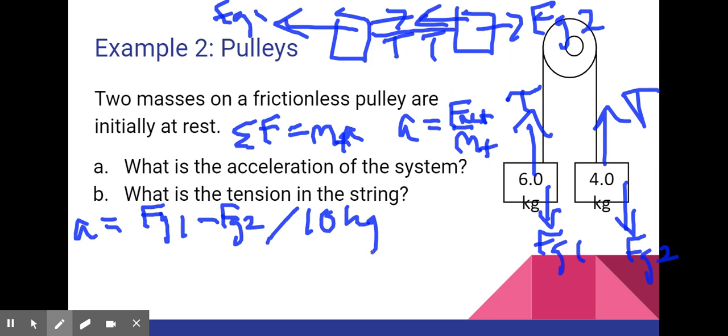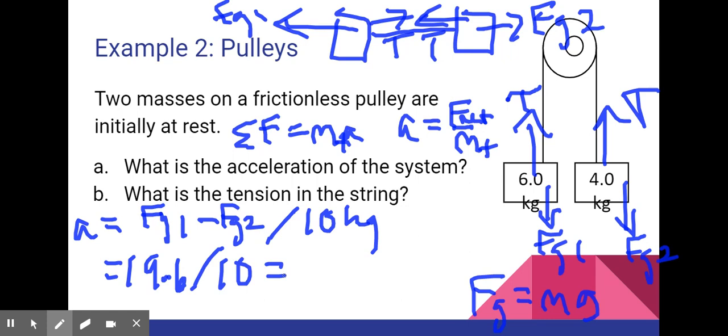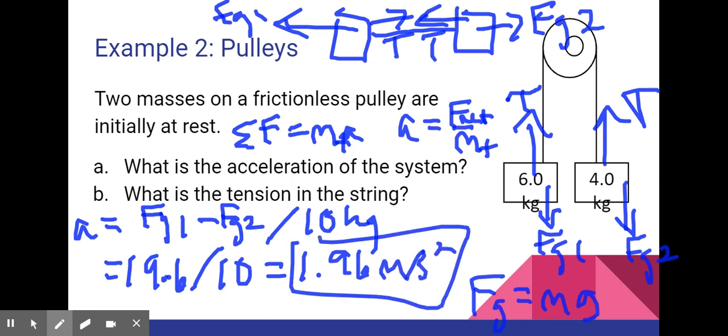Now you're saying, I don't have gravity 1 and I don't have gravity 2. I don't have those forces. What do you expect me to do? Well, you do have those forces. You just have to calculate them. Remember, the force due to gravity is equal to the mass times the acceleration due to gravity. So Fg1 is really 6 times 9.8, and Fg2 is 4 times 9.8. If we do 6 times 9.8, we get 58.8, and we subtract 4 times 9.8 from that, and that gives us 19.6 newtons divided by the 10 kilograms. That leaves us with an acceleration of 1.96 meters per second squared. So that's your acceleration.